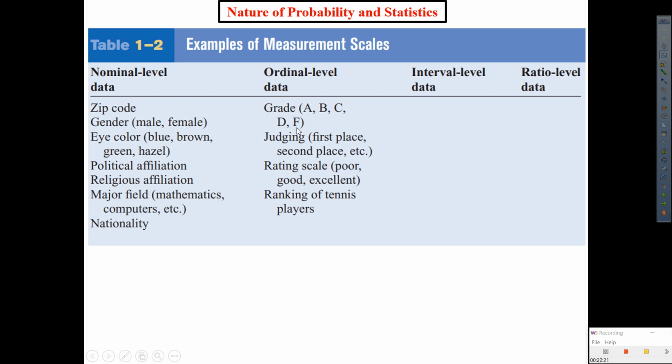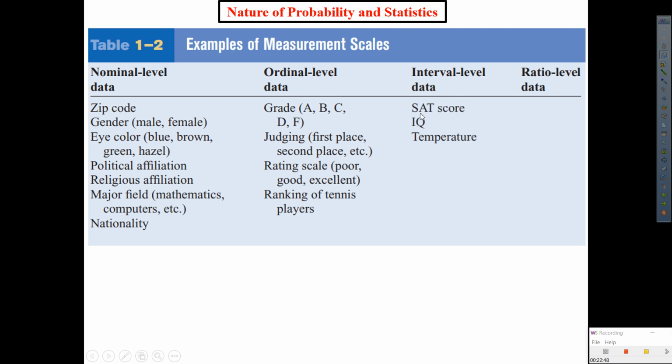Ordinal: A, B, C, D, F. Why? Because it's in alphabetical order. Judging, such as first, second, third place, you've got to have that. Ranking, such as poor, good, excellent, such as some of the work that you turn in. And tennis players' ranking. No, not you guys, like some students.